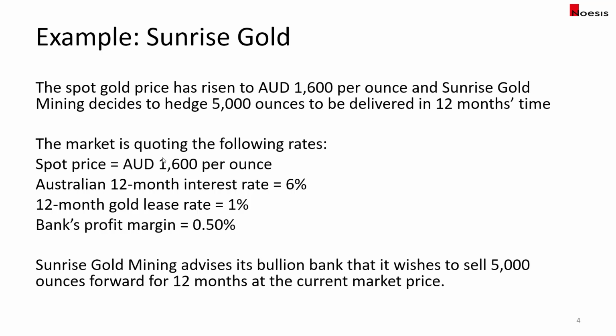Now the market is quoting the following rates. The spot price of gold is 1,600 Aussie dollars per ounce. The Australian 12-month interest rate is 6%. The 12-month gold lease rate is 1%, and the bank's profit margin is 0.5%. So Sunrise Gold Mining advises its bullion bank that it wishes to sell 5,000 ounces forward for 12 months at the current market price.